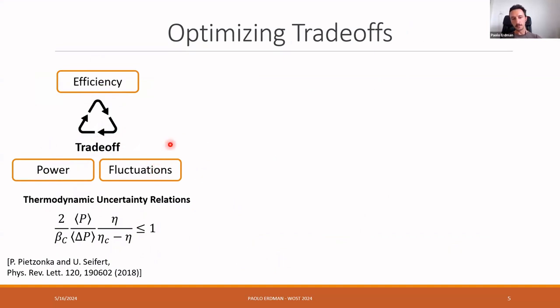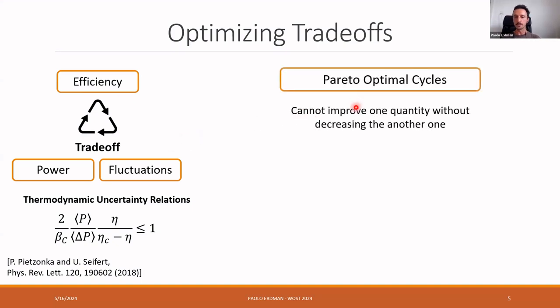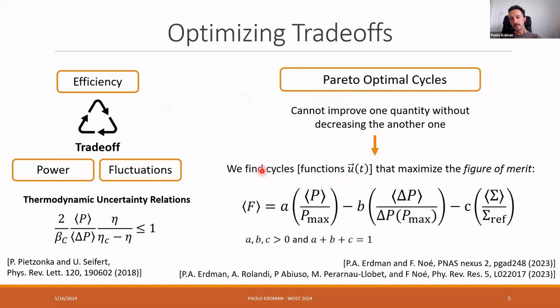So the way we tackle this optimization problem is to use the concept of Pareto optimality. Essentially we search for those collections of cycles where you cannot further improve one quantity, for example, the power, without sacrificing another one. And under certain assumptions, this can mathematically be done by searching for the cycles that optimize this figure of merit F, which is simply a linear combination of our three objectives. So here we want, for example, a high power, low power fluctuations, and low entropy production. And if we repeat this optimization for many values of these coefficients A, B, and C, which are just numbers between 0 and 1 that sum to 1, we can find, under some assumptions, all of these Pareto optimal cycles.